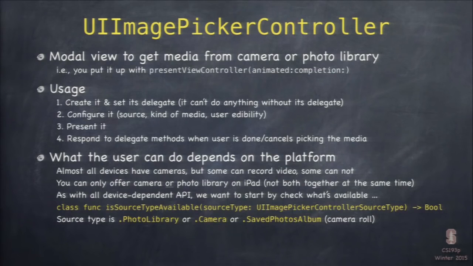It has a class function called isSourceTypeAvailable, and there's three different sources for images or video to come into your app. One is the camera, obviously. Another one is the saved photos album. That's essentially the camera roll, right? Things that they've taken with the camera. And then there's the photo library, which is the same thing they see in the Photos app. Okay? So you can pick which one of those things you want to get your image or video from. And they're a little bit different. Well, the photo library and the saved photos album are treated pretty much exactly the same, but the camera is a little bit different in how it's presented. So we'll talk about that in a moment.